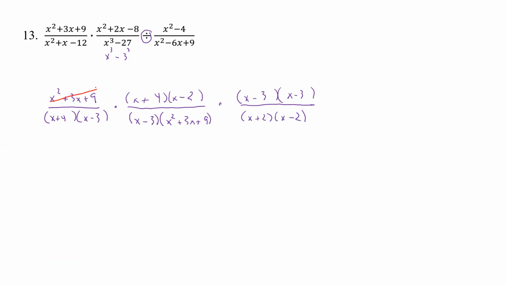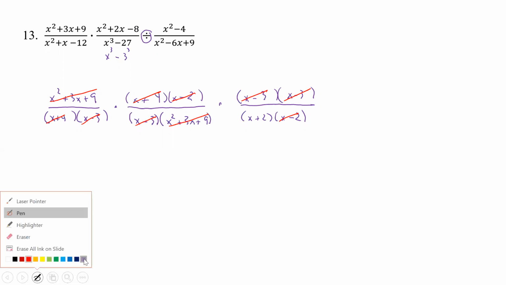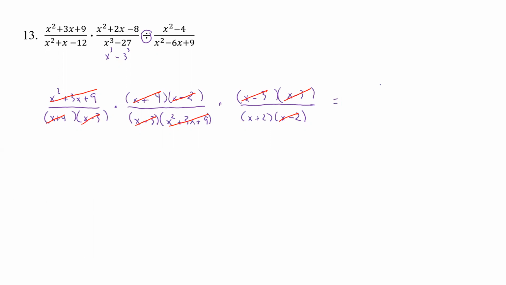Well, the best part is canceling those. And now we just kind of go down the row, x plus 4, x plus 4. Here's an x minus 3, x minus 3. Here's an x minus 2, x minus 2. Here's an x minus 3, here's an x minus 3. And so we've canceled everything but that x plus 2. So our final answer is just 1 over x plus 2. So this complex thing simplifies to just the 1 over x plus 2.